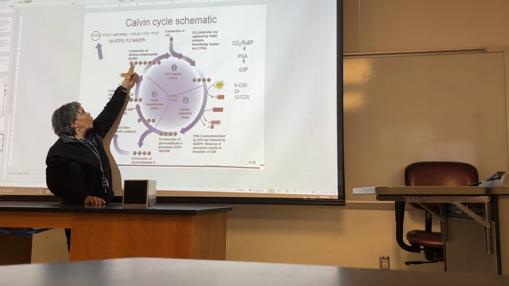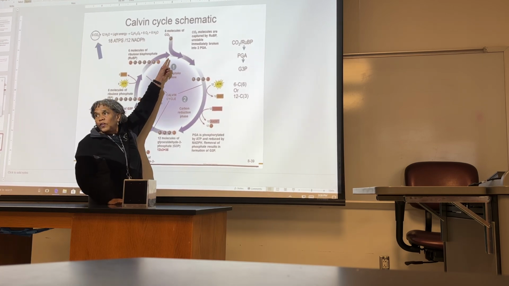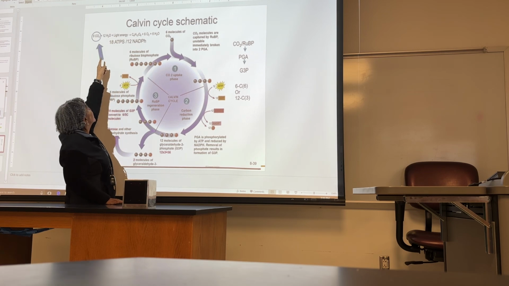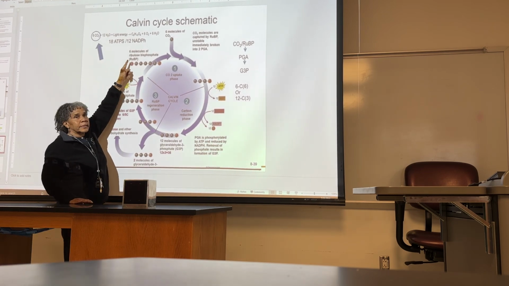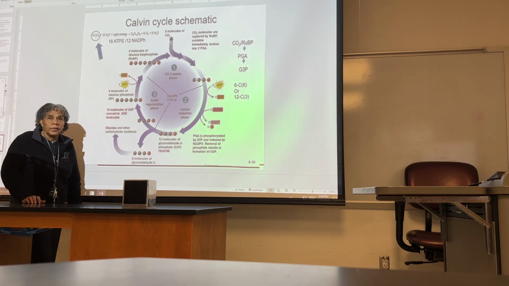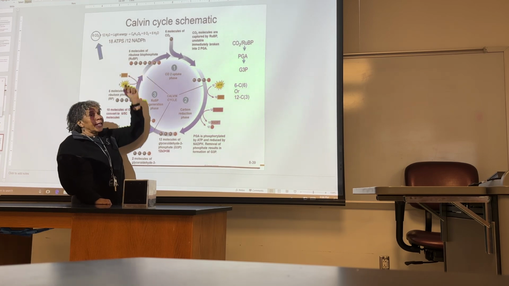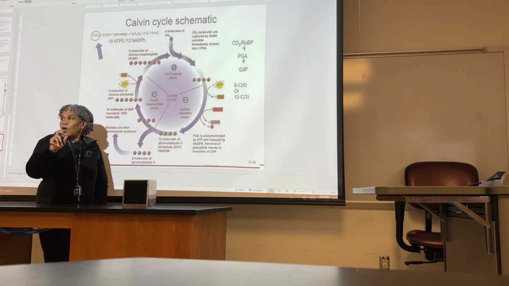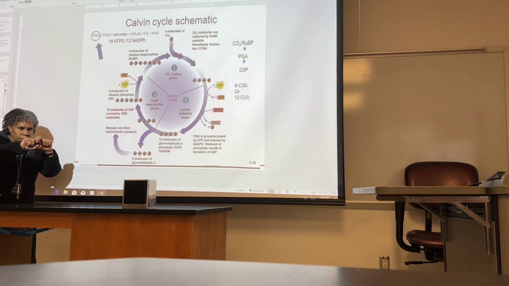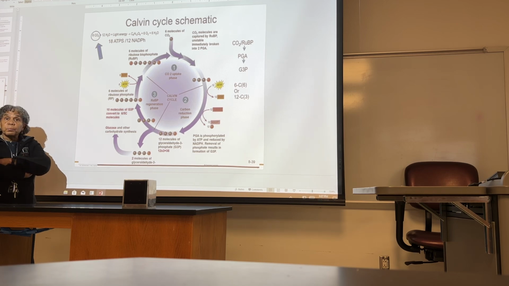And this is 1, 2, 3, 4, 5 carbons bonding to that 1 carbon. And it's 6 of those bonding to 6 of those. What's important for you to know is that they call that carbon fixation, because that's fixed: 1 carbon bonding to another carbon, bonding to another carbon. So this process is called the carbon fixation process.